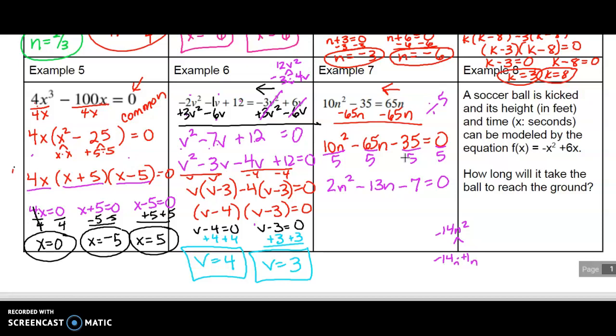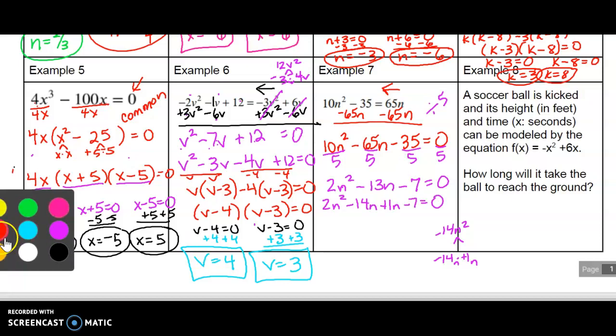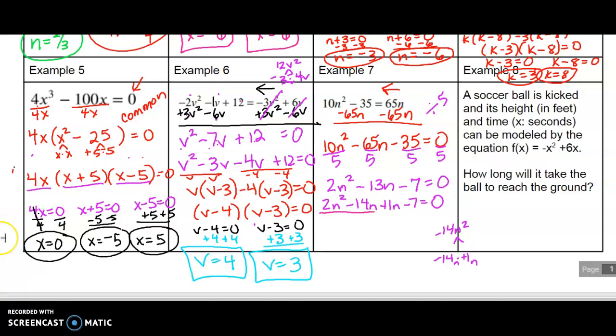They both get an n. Okay, so let's rewrite. We get 2n squared, and then I picked minus 14n plus 1n. The first two terms, we're going to do grouping, so I can divide both of them by 2n. So we're left with n minus 7.